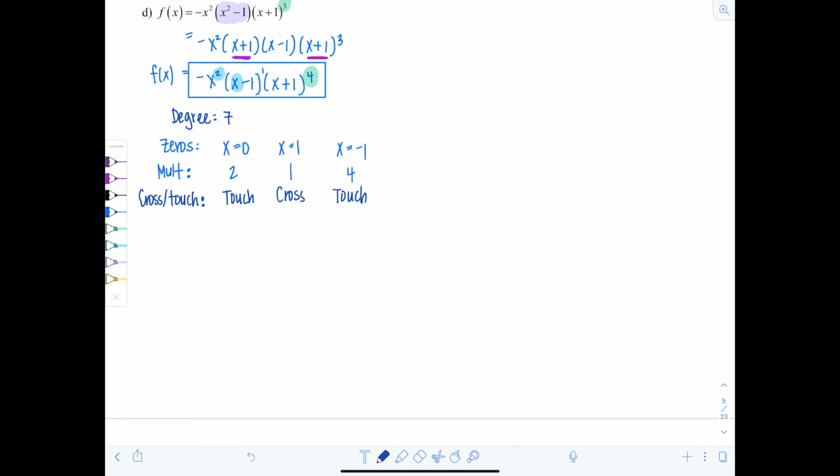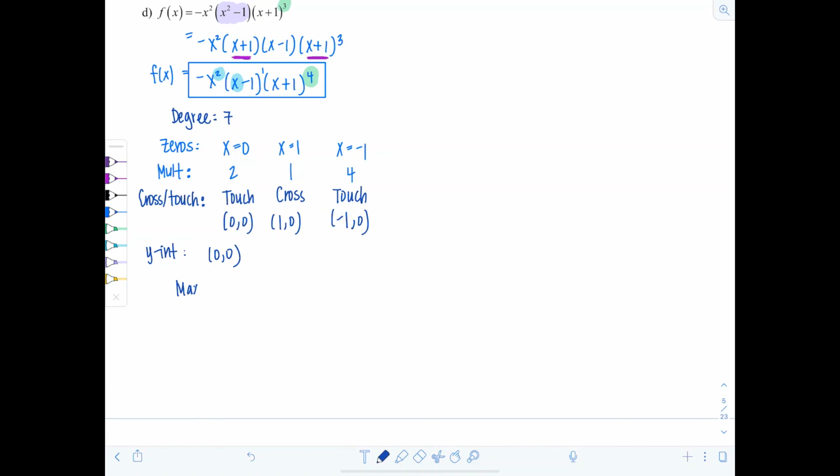What about the y-intercept? Well, let me list the x-intercepts too. So for the touch, it's 0, 0. For the cross, it's 1, 0. And for the touch, it's negative 1, 0. Okay, and the y-intercept, well, we have it already, right? Since 0, 0 was an x-intercept.